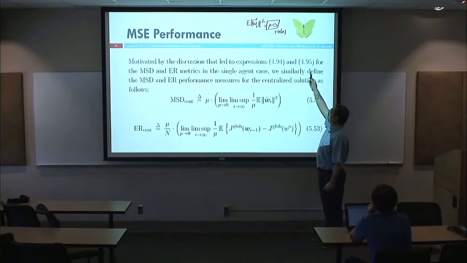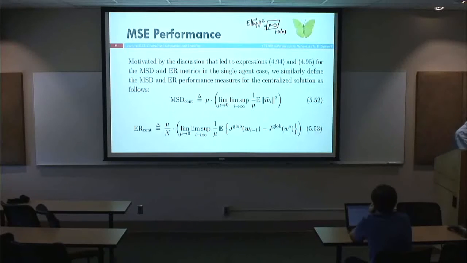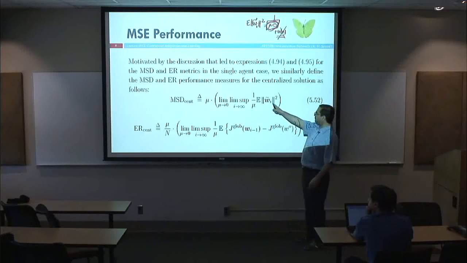If you look up there, if you divide by mu, you extract the coefficient of mu, you will still have a term that depends on mu here. Then as mu goes to 0, this term disappears. And when you multiply by mu again, you recover this part. So I'm just reminding you, this is the MSD for the centralized solution, just like what we did before.